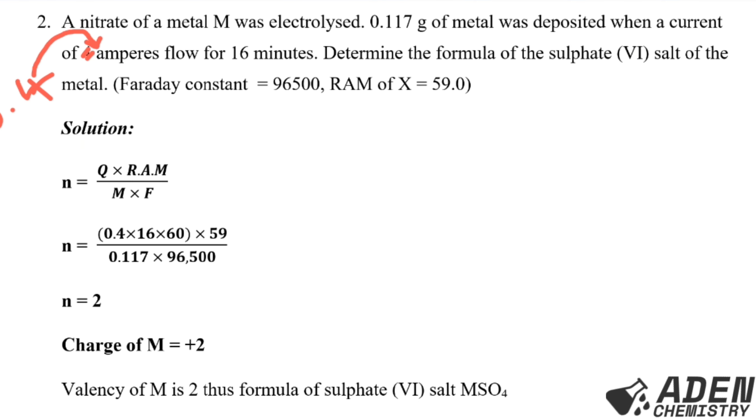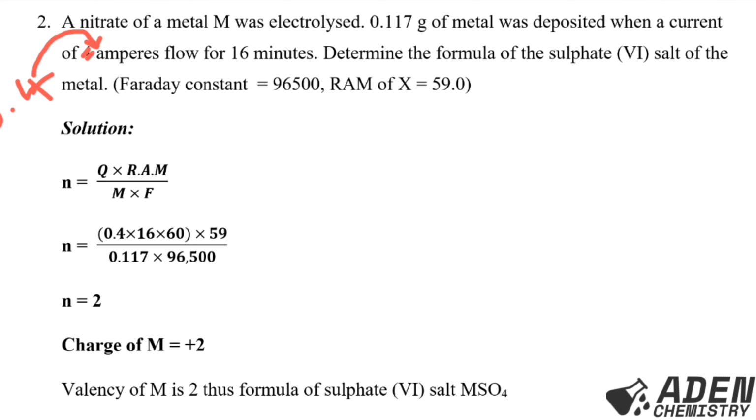Example number 2. We are told a nitrate of a metal M was electrolyzed. 0.117 gram of metal was deposited when a current of 0.4 amperes flowed for 16 minutes. We are asked to determine the formula of the sulfate salt of the metal. In brackets, we are given the Faraday constant, which is equal to 96,500 coulombs, and we are told the Rm of X is equal to 59.0. So, solution.